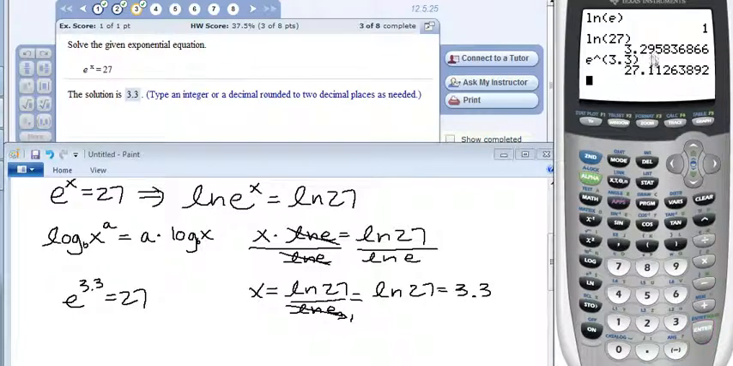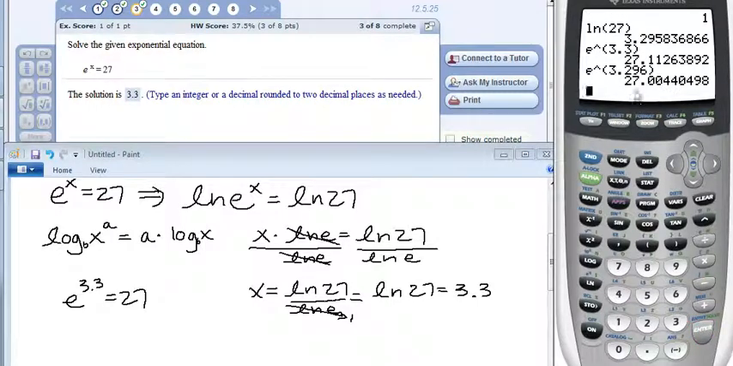Now if I put in 3.296, I'll get it even closer, right? The more decimals I put in here, the closer it's going to get to 27. See, that one's a lot closer, because this is a lot closer to the correct answer. So all of these can be checked by putting the answer back into the original equation.